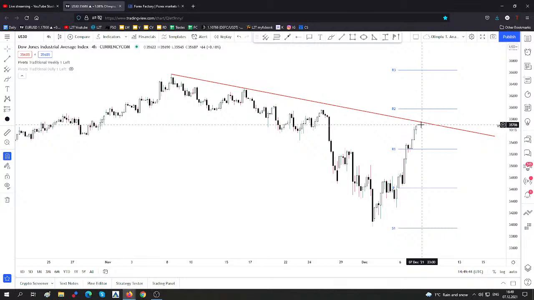Also, my pending order in US dollar Japanese yen for the VIPs is still valid, and for those who are not VIP members, you can still catch that trade.